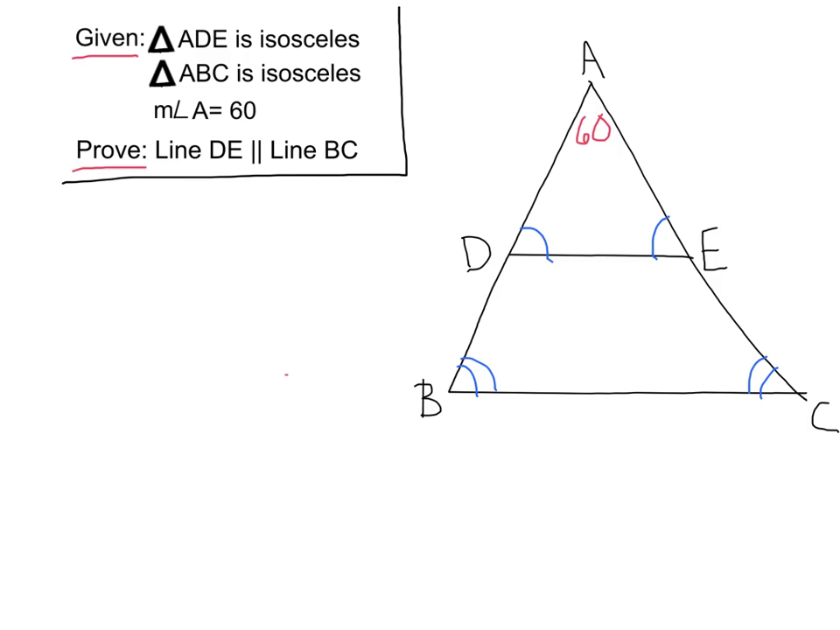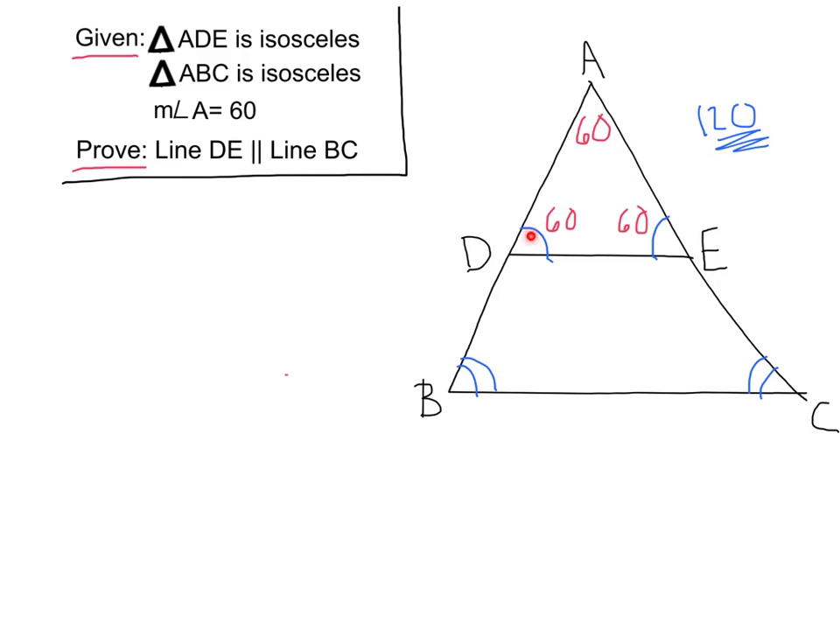Now, looking at this, I do notice that I've got triangles here, and I know the interior angles of a triangle add up to 180. Looking at this top triangle here, I know I've got 60 out of this 180, so I know that D and E have to add to 120. Well, since these are congruent, I know these have to be equal. That means that each of these is going to have to be 60 degrees. These are congruent, and all three add up to 180.